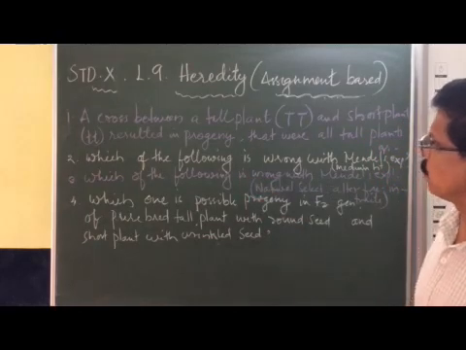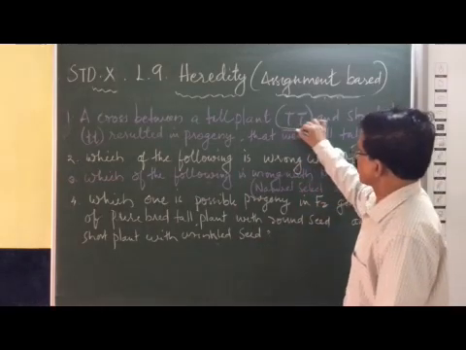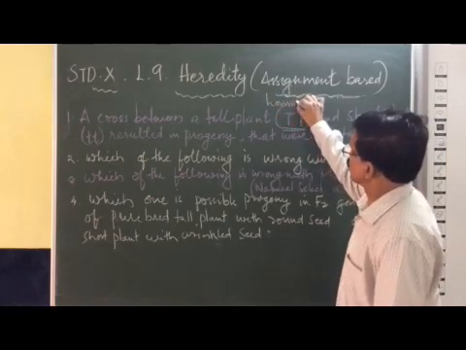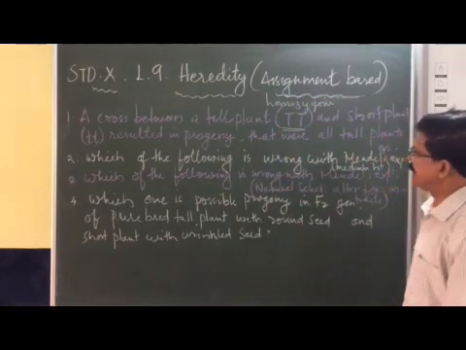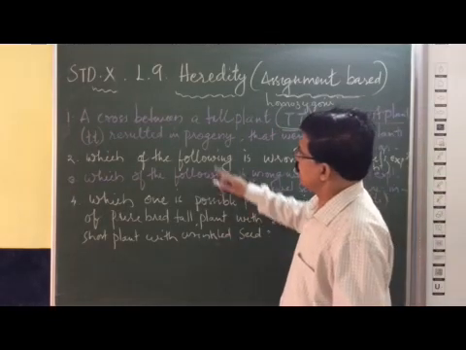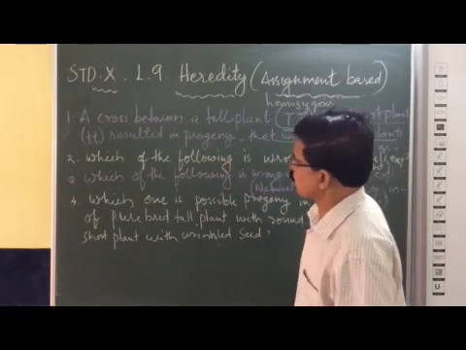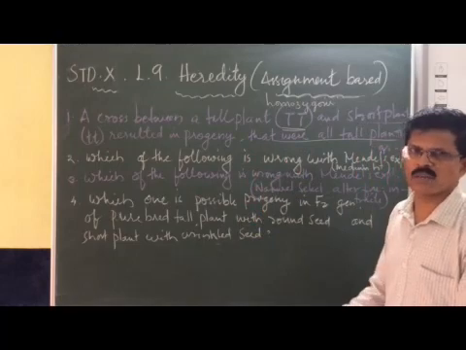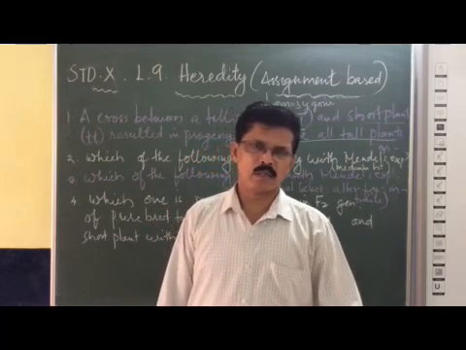Now, the question is this: a cross between a tall plant, capital T, capital T. Of course, we can understand that if the genes are the same, the condition is called homozygous. So a homozygous tall plant is crossed with a homozygous recessive plant, and resulted in progeny that were all tall plants. We can understand why tall plants result in a cross between these two plants, because tall is the dominant trait. So this Mendel derived one law is called the law of dominance.